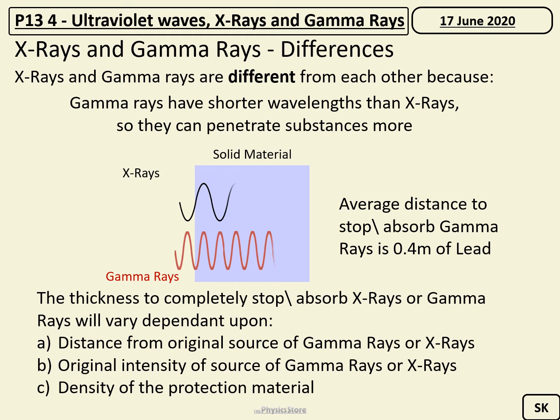The thickness to completely stop or absorb X-rays or gamma rays will vary depending on A, the distance from the original source of gamma rays or X-rays, B, the original intensity of the source of gamma rays or X-rays, and C, the density of the protection material.